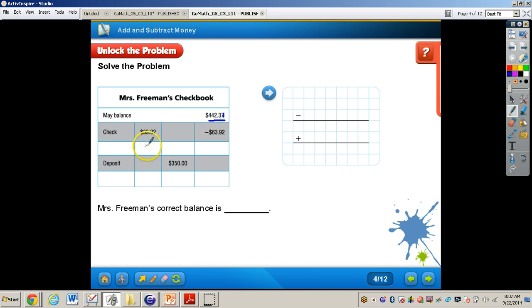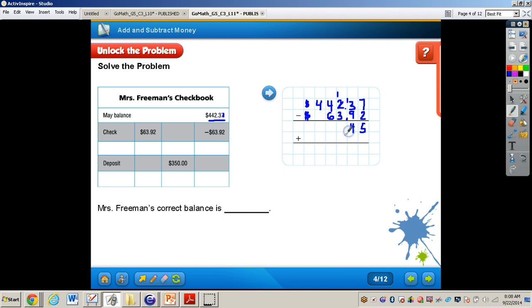All right, and then we can see if we take $442.37, and I want you to write it in right off to the side, and we could subtract together. I'm going to subtract $63.92 from that. So we take 7/100 minus 2/100 is 5/100. You cannot take 9/10 from 3/10, so we will regroup. Now 13/10 minus 9/10 is 4.